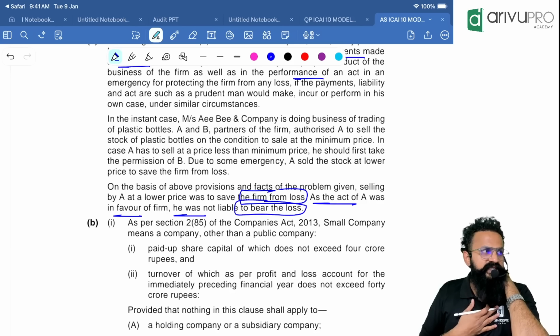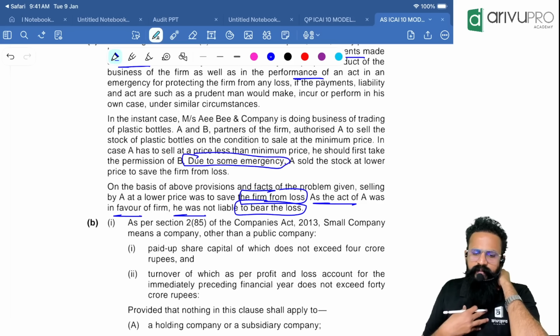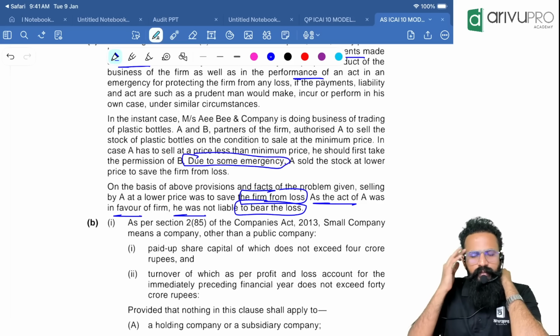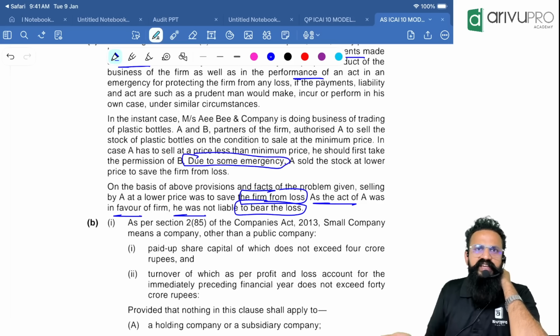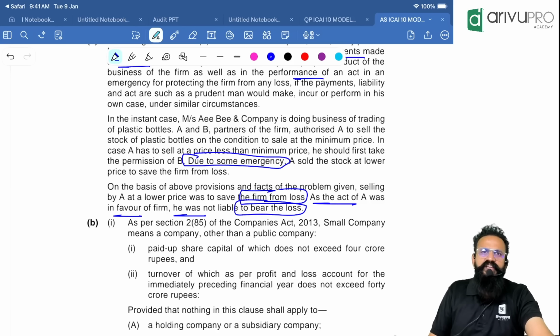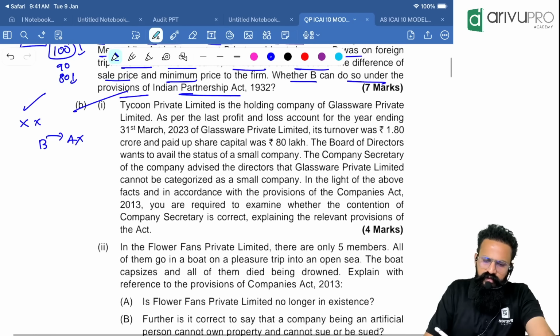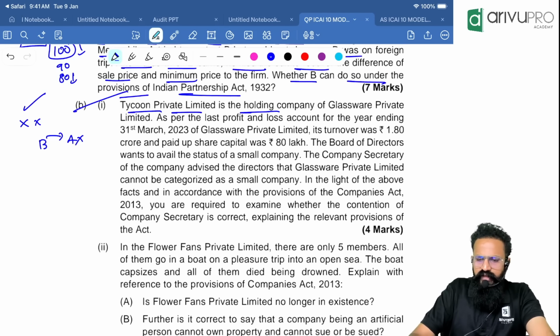So in an emergency, if at all I am acting, then however a person of normal prudence would work, I have worked the same way. I tried to reach the other partner also. He did not respond. In such a case, what will I do? I will do whatever is the best. Done.